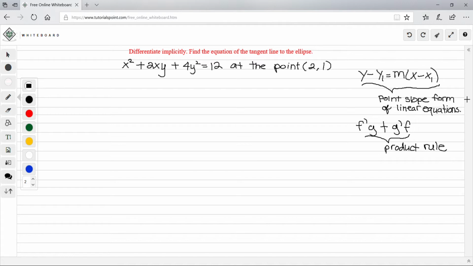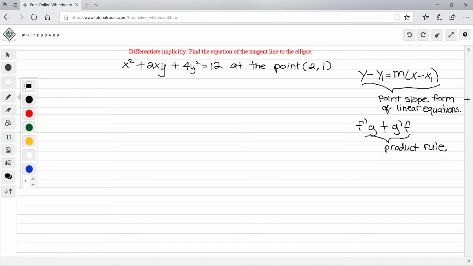Okay, so today we're going to learn about calculus, and we're going to learn more about implicit differentiation. So we're going to do an implicit problem. The problem will ask: differentiate implicitly. Find the equation of the tangent line to the ellipse x squared plus 2xy plus 4y squared equals 12 at the point (2, 1).